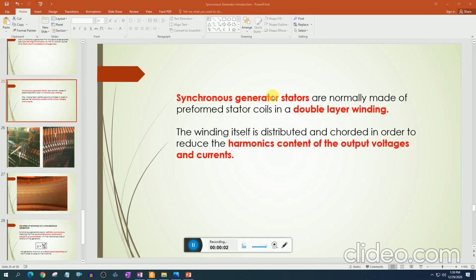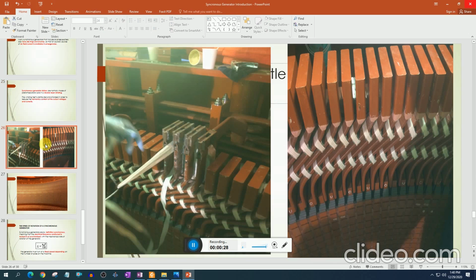So synchronous generator stators are normally made of preformed stator coils in a double layer winding. I will show you practically, otherwise it is difficult to understand. The winding itself is distributed and ordered in order to reduce the harmonic content of the output voltage and currents. So the stator winding looks like this.